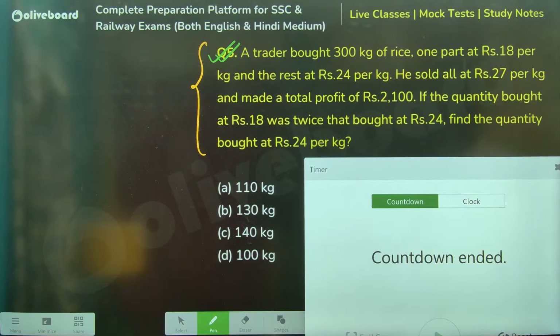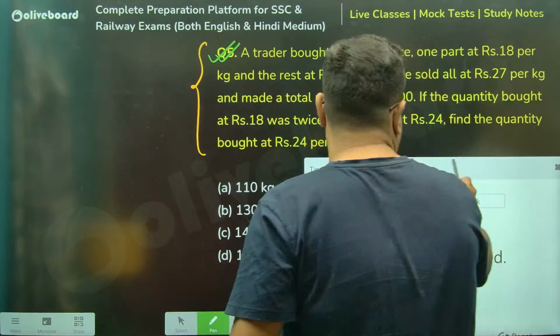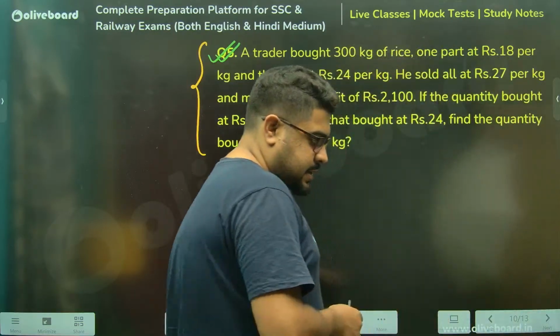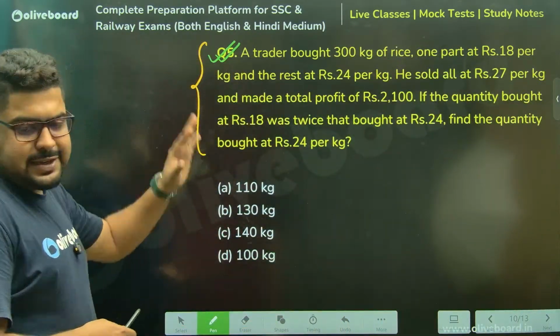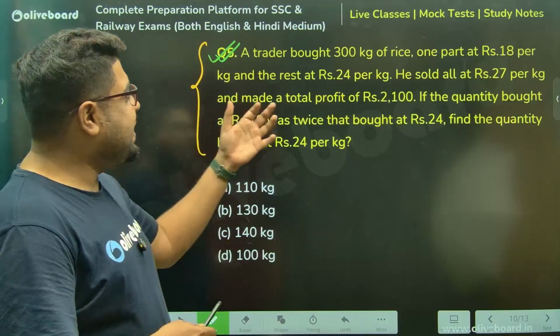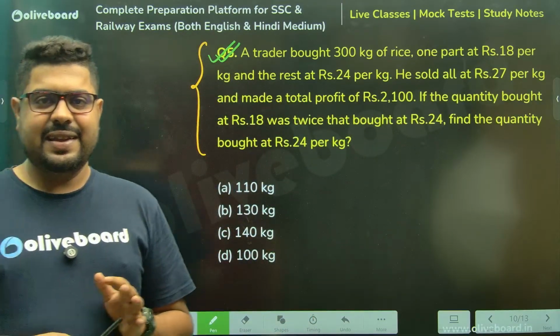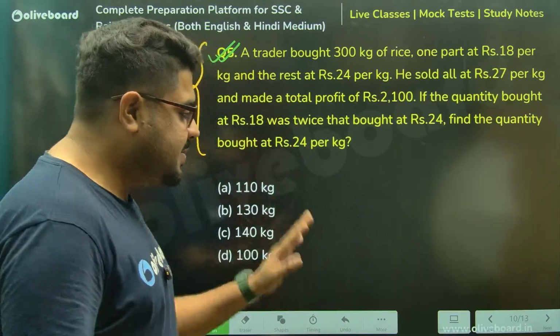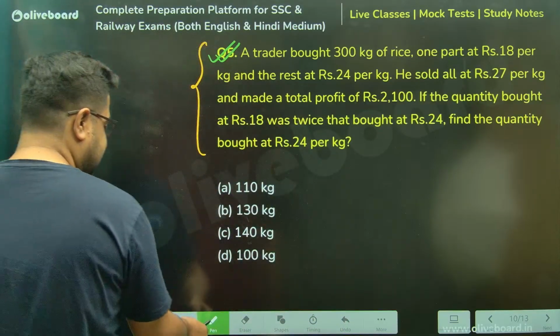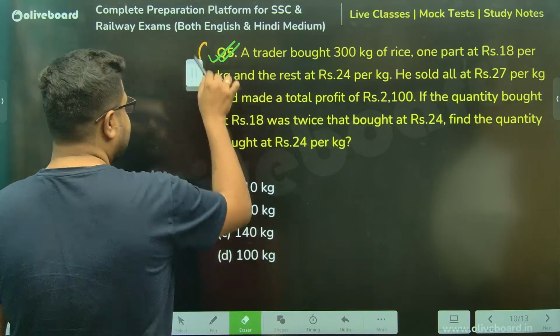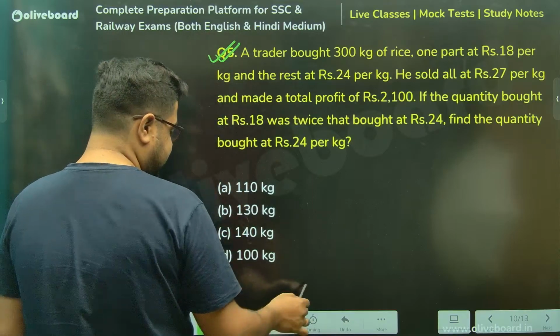Done, sir. Any answers here? This looks like a question where we can use allegation, but again, it's a little tricky. Let's understand this with basics first, then we'll see what else we can do. First things first.